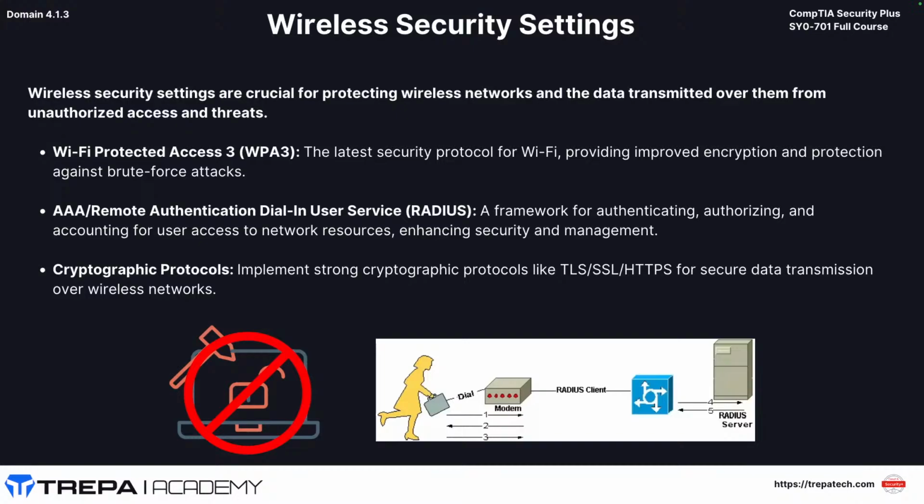So AAA, authentication, authorization, and accounting, describes protocols like RADIUS and TACACS that are frameworks for authenticating, authorizing, and doing accounting for user access to network resources. RADIUS is typically used in our Wi-Fi deployments when we're doing WPA2 Enterprise or WPA3 Enterprise.